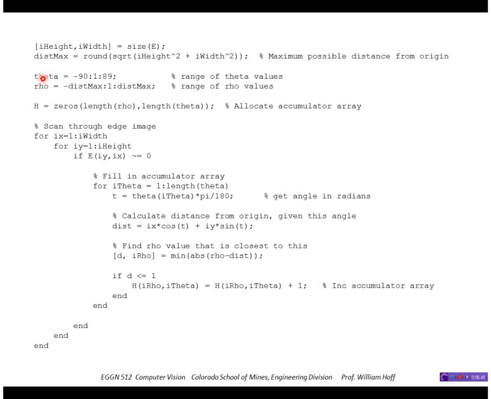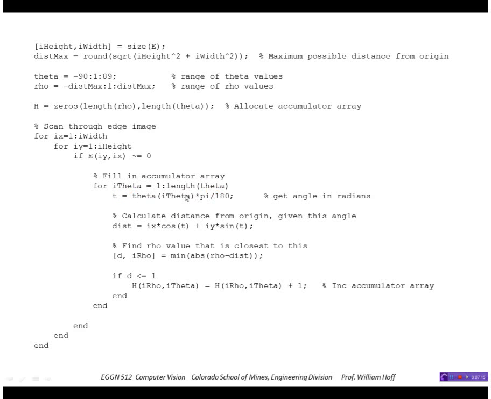This creates an array of theta values from minus 90 to plus 89. And this creates an array of rho values from minus this maximum distance to the positive. This initializes the parameter array to zero. This scans through the image point by point looking for non-zero edge points. If we find one, we scan through values of theta.